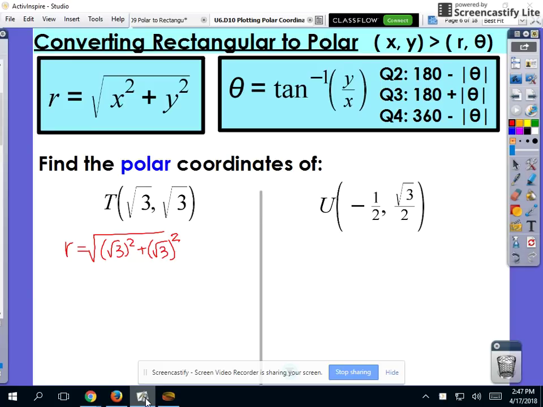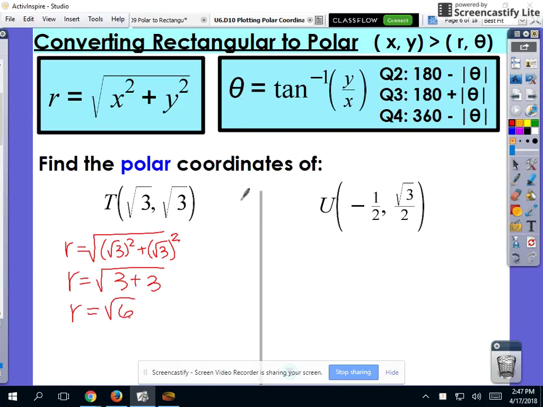All right, so for the last exercise, the last video finished right with us working on the radius for t, which we were working on squaring and squaring. So what happens to a square root and a square? They go away. So we have r equals the square root of 3 plus 3. So r is equal to root 6. And that does not simplify.